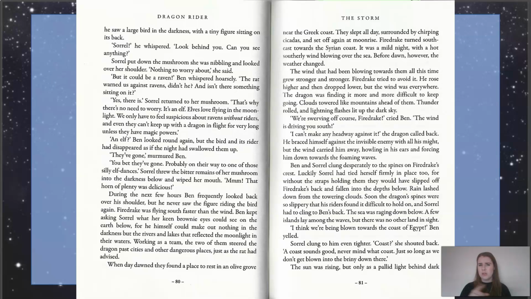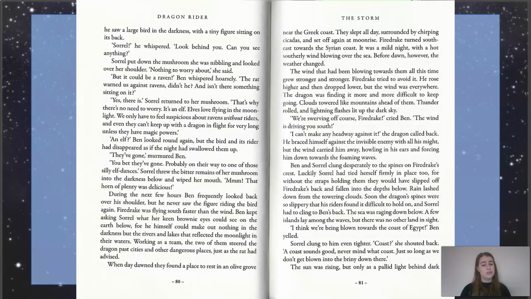"I wonder who you think that could potentially have been." "You bet they've gone, probably on their way to one of those silly elf dances." Sorrel threw the bitter remains of her mushroom into the darkness below and wiped her mouth. That horn of plenty was delicious.